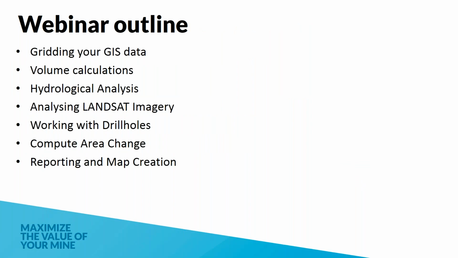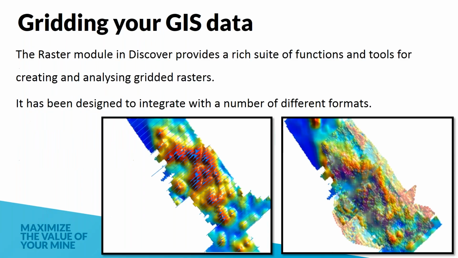This is a quick outline. We are going to look at the gridding functionality, how to create raster grids. I'll demonstrate some other raster operations such as volume calculations. Then we're going to extract some drainage features from a topography using the hydro analysis tool, analyze some multi-banded Landsat imagery, look at the drill hole module, and lastly compute area changes and create maps.